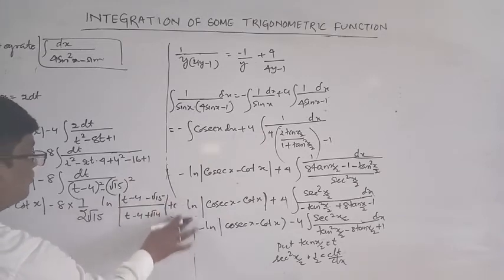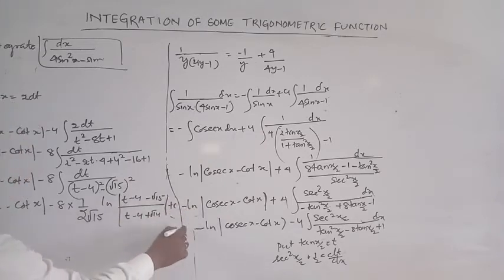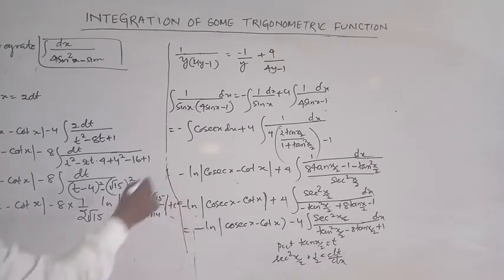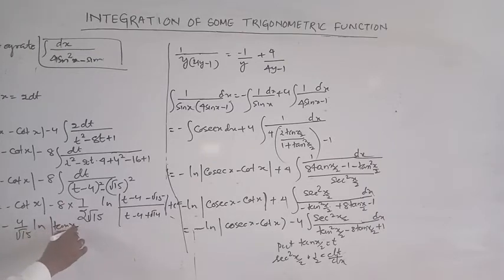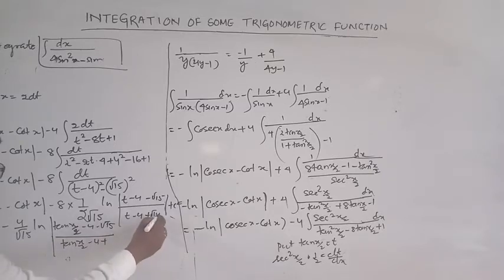So this is equal to minus log of cosec x minus cot x minus 4 by root 15, minus 4 by root 15 log of, t means tan x by 2, tan x by 2 minus 4 minus root 15 divided by tan x by 2 minus 4 plus root 15, plus c, okay.